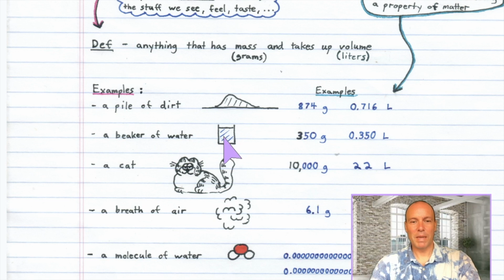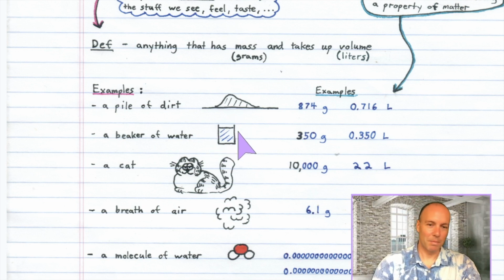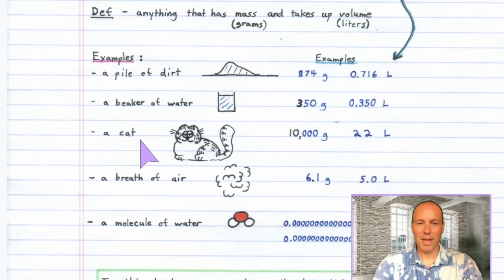Another example is a beaker of water. A beaker is like a chemistry cup. If you want to get some liquid quickly, then you grab a beaker. So a beaker of water, the water weighs 350 grams, it has mass, and it occupies 0.350 liters of space. So it takes up volume. Water is also matter.